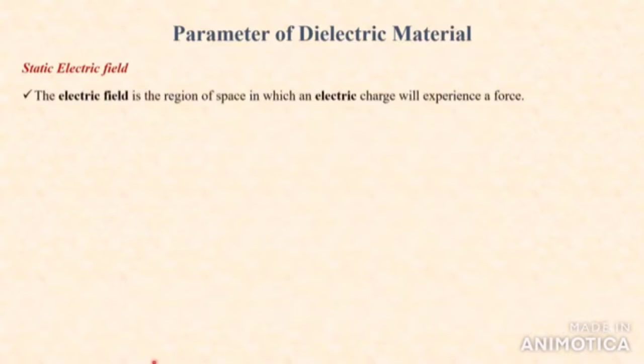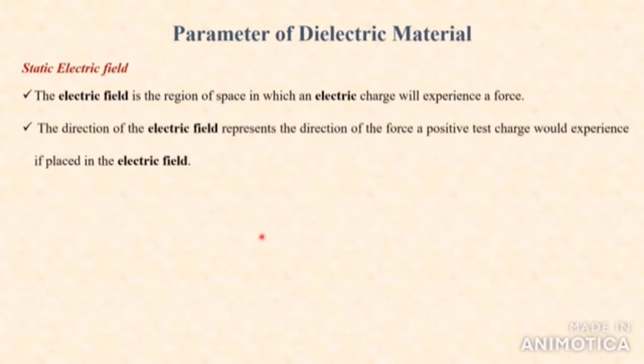Static electric field. The electric field is the region of space in which an electric charge experiences a force. The direction of the electric field represents the direction of the force a positive test charge would experience if placed in the electric field. That means the electric field is always directed away from positive charges, and electrons move in the opposite direction.